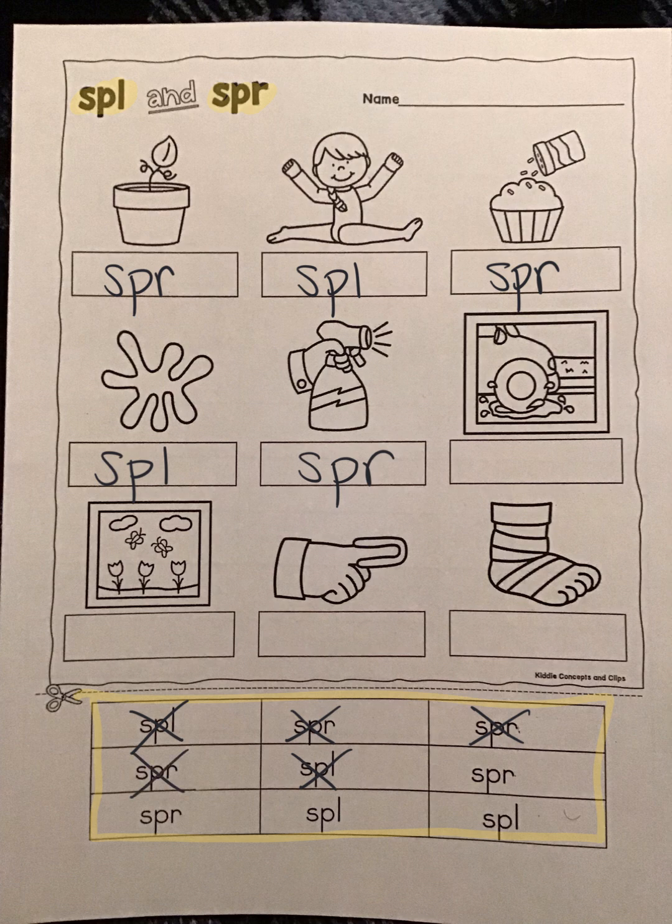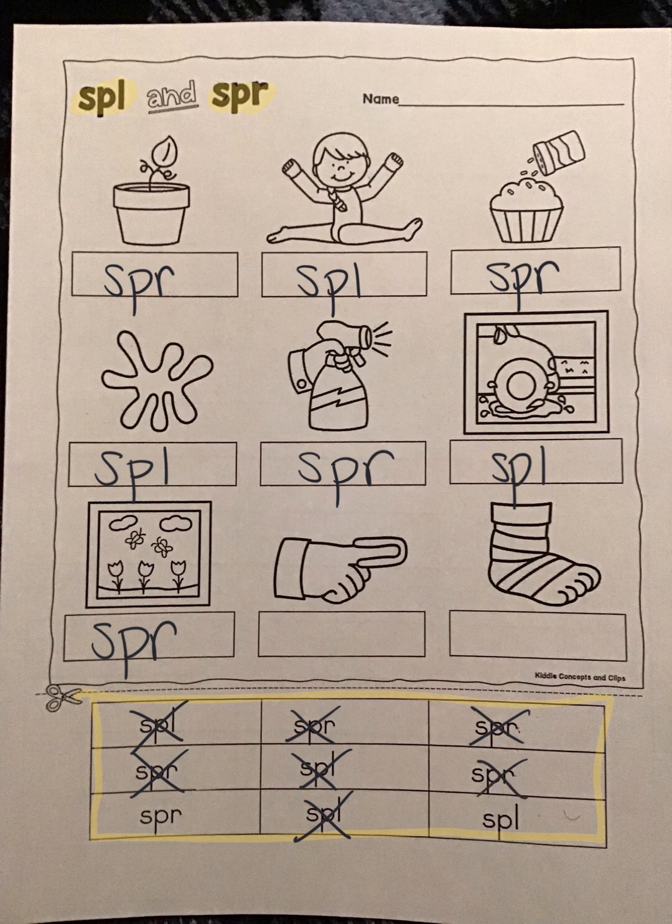Next, we have a puddle, and the car drives through it and makes a big splash. Splash. Splash. And I'm going to cross it off. Next, we have a picture of springtime. Spring. Spr. Spring.